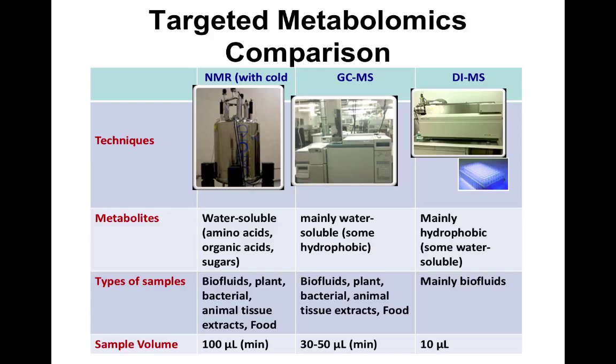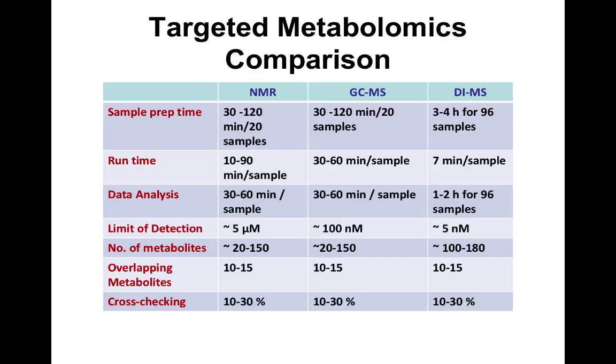Now in targeted metabolomics, there are different methods. There's NMR, there's GCMS, there's direct injection mass spec. There are different volumes that are required. NMR generally requires more, direct injection mass spec less. Types of metabolites you measure in NMR are mostly water soluble, whereas in mass spec they're generally hydrophobic. GCMS is kind of intermediate between NMR and LCMS or DIMS.